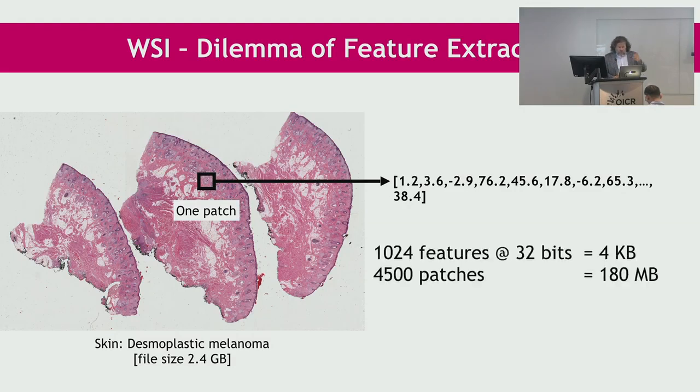Generally you get, let's say, 1024 features at 32 bits. That's 4 kilobytes for every one of those. You have roughly 4,500 patches for this image, so it's 180 megabytes for this image. I already have an image which is 800 megabytes, and you want to add 180 megabytes on top of it. That's one more reason for hospital administration to not go digital, because then I have to buy even more storage. So as computer scientists and engineers, we cannot be generous with the requirements.